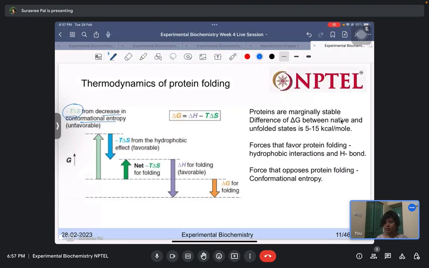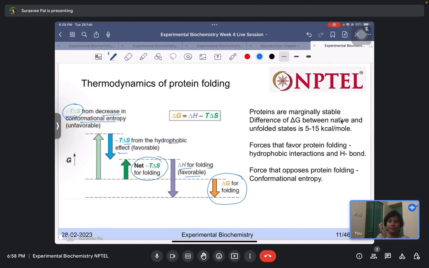Now minus T del S from the hydrophobic effect is favorable for protein folding. So this is the net T del S for folding, right, which has a negative value, and this is the del H for folding, which also has a negative value. Therefore the delta G for folding also has a negative value. So it is a spontaneous process.